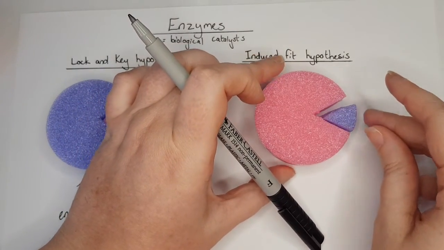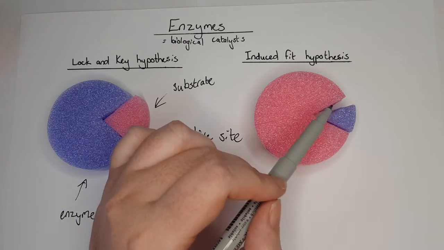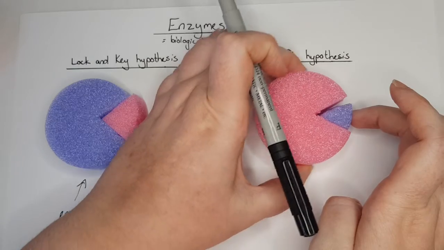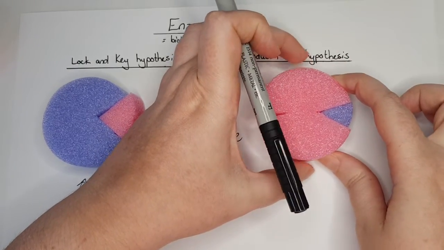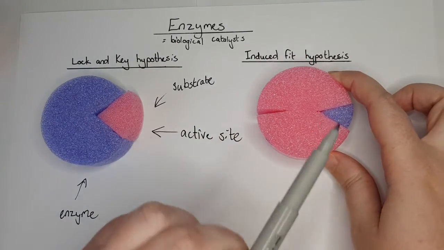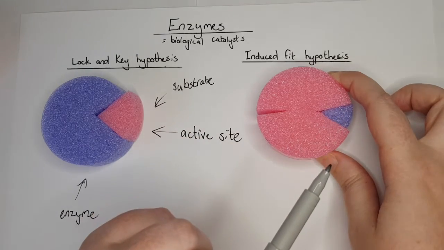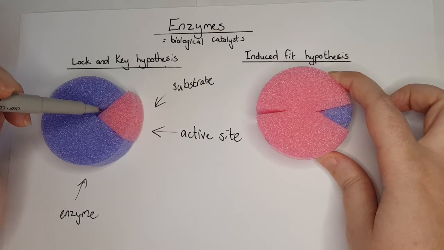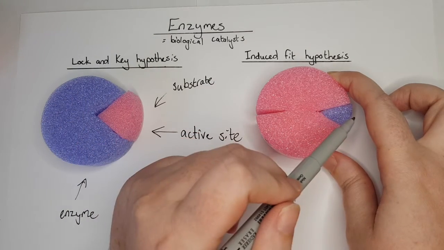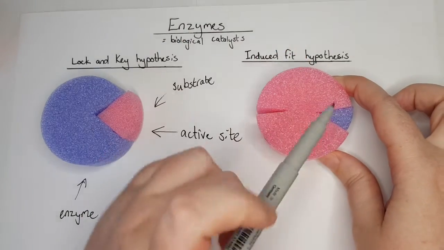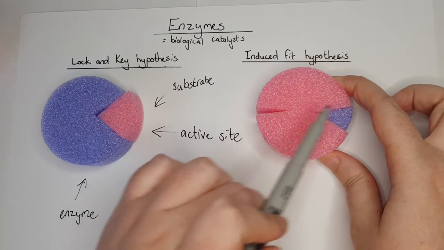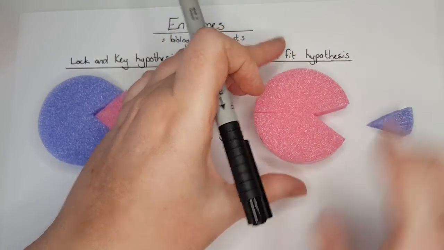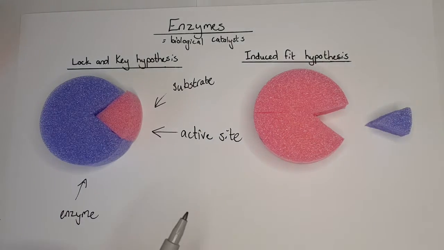But with the induced fit hypothesis, we have the enzyme that has its active site, but when the substrate gets put in, the substrate doesn't quite fit perfectly. And what happens is the enzyme slightly changes shape around our substrate so that it can fit perfectly. Whereas sometimes in the lock and key, it might not be perfect, in our induced fit, we can change that shape so that it will fit perfectly. Then it will change back, release our products, and be ready for the next one to go in and out.